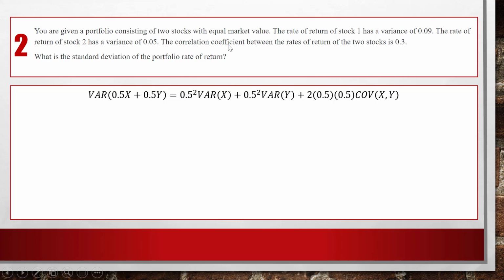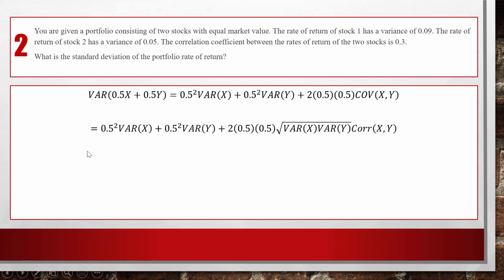But the question gives you a correlation coefficient, so don't forget we also have the formula of the correlation coefficient. So this equals 0.5 squared var of x plus 0.5 squared var of y. The first two terms we bring from the first slide down here without changing anything. Now for the last term, covariance of x and y is the square root of variance of x, variance of y, times correlation between x and y. Because correlation between x and y is covariance of x and y over the square root of variance of x, variance of y. And now we just have to substitute the numbers into this equation to find variance of 0.5x plus 0.5y.